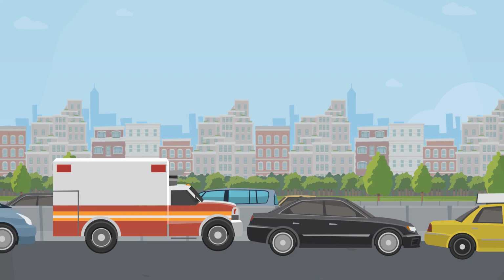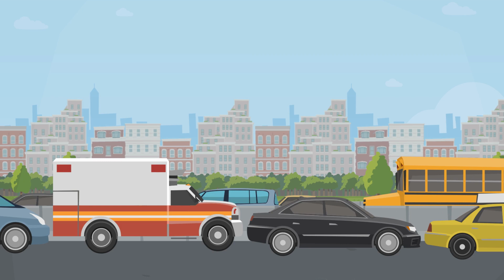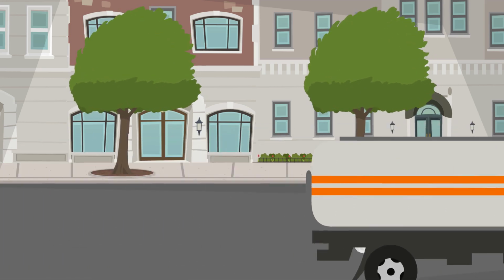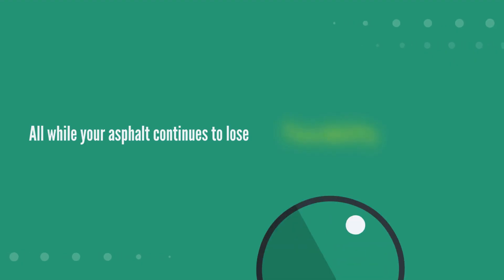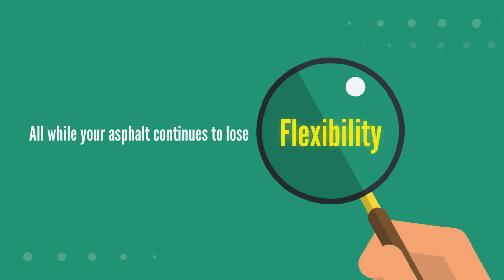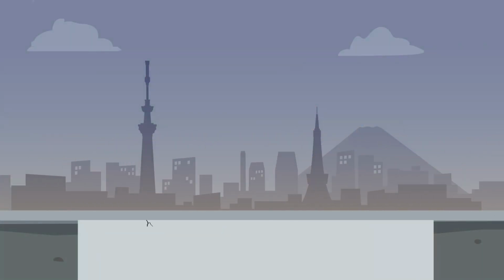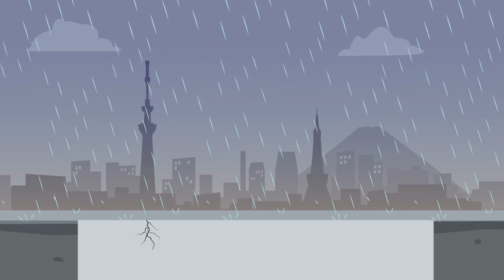And then there's traffic. The beating an asphalt surface gets from vehicles is not to be underestimated. Thousands of pounds are driving, turning, and bumping along your roadways and parking lots, all while your asphalt continues to lose flexibility. The continued wear and tear on a brittle surface causes the asphalt to crack and break open. These cracks are now the perfect opportunity for water.